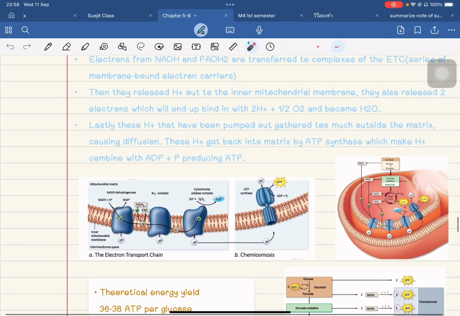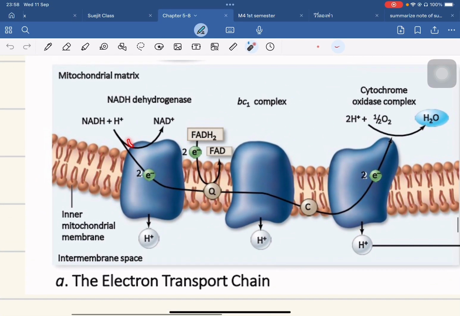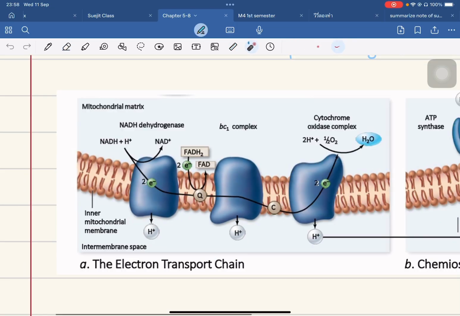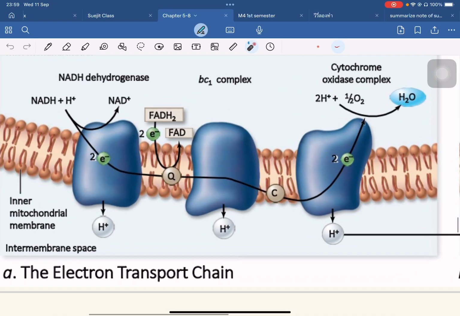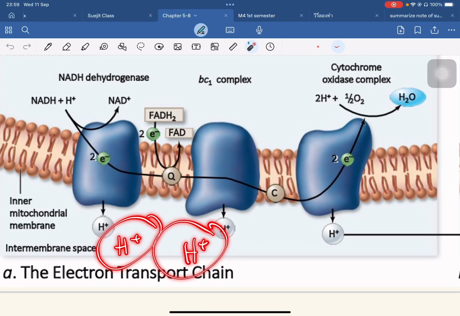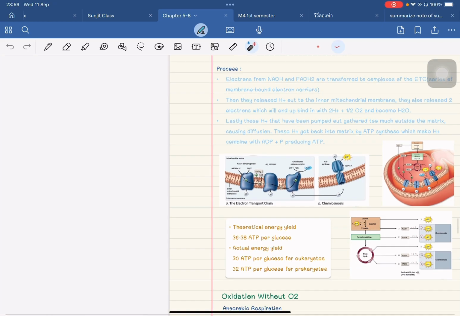And lastly, after we clear the electrons out already, the H plus, they're gonna gather together. After they have been pumped out of the mitochondria, they're gathered together at other sides. So it means that those H plus are gonna gather on this side too much, right?